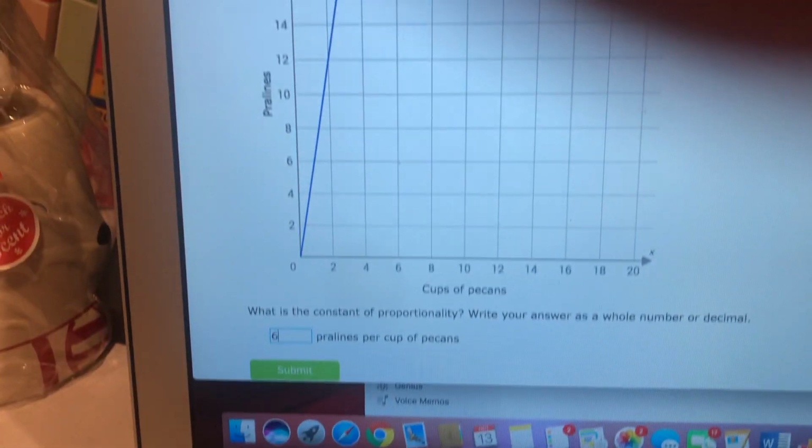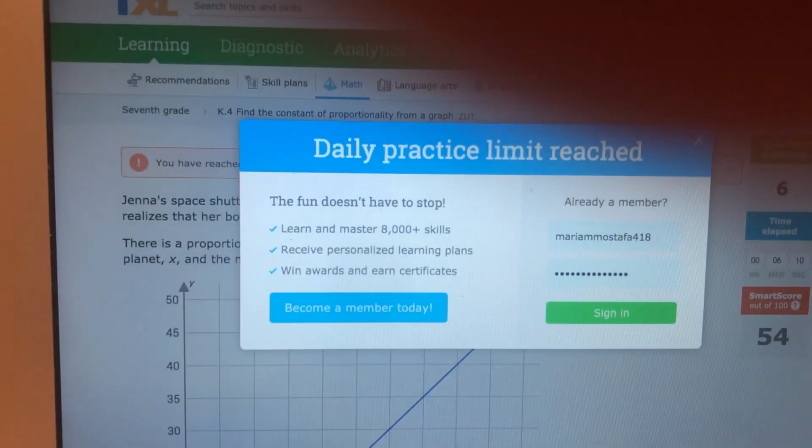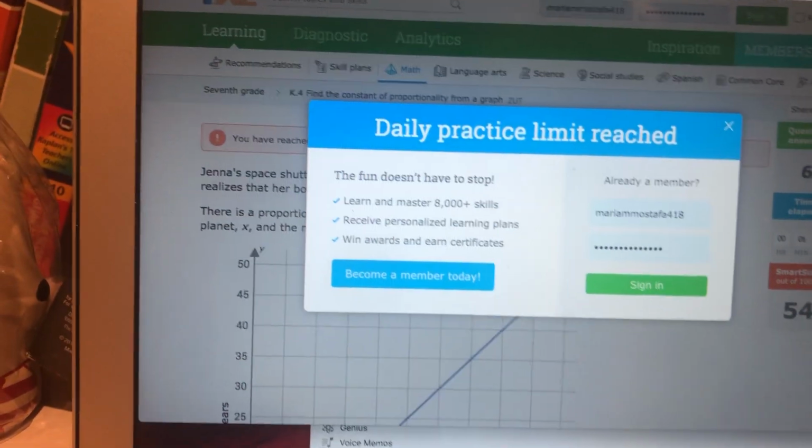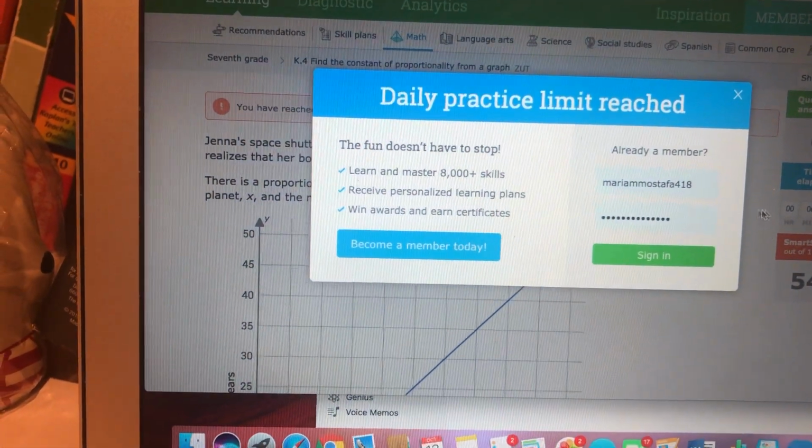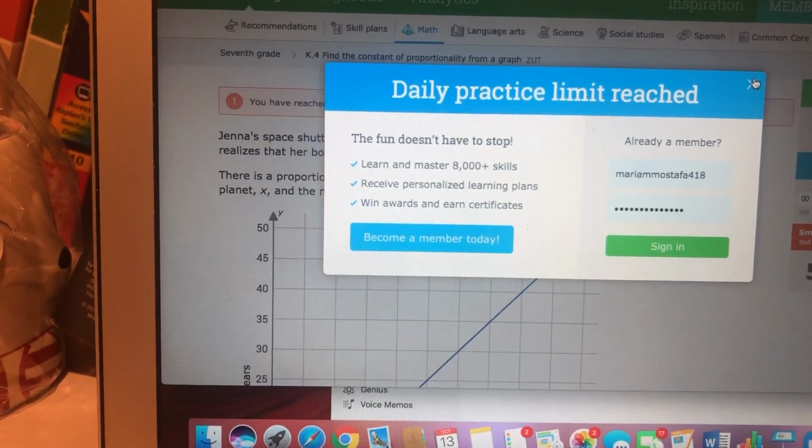So you get 6. So guys, okay, this is what happens if you didn't log in. I don't know why I didn't feel like logging in.